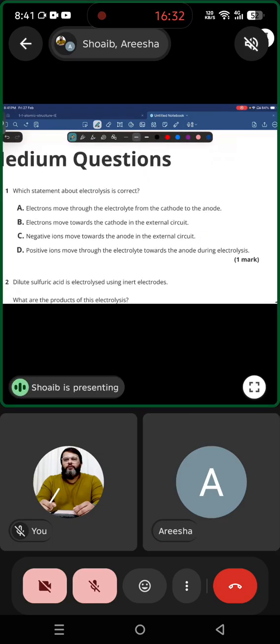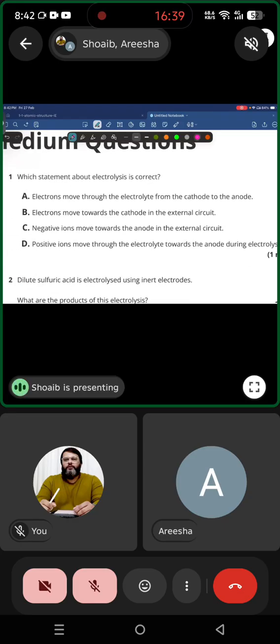Now the medium level questions. Which statement about electrolysis is correct? Electrons move through the electrolyte. Electrons are not moved through the electrolyte, so A is wrong here. Electrons move through the cathode in an external circuit. No. Electrons are moved through the anode. They are entering the cathode.